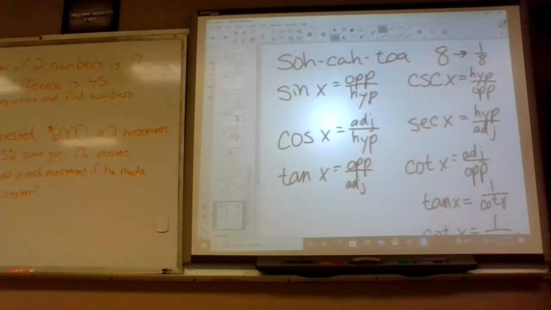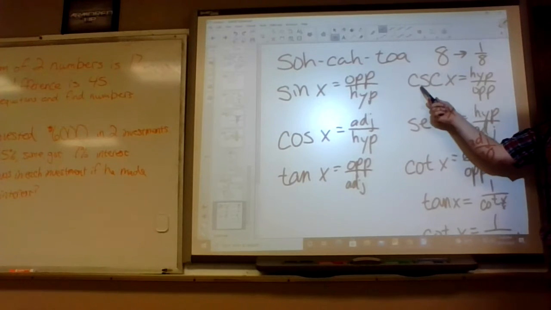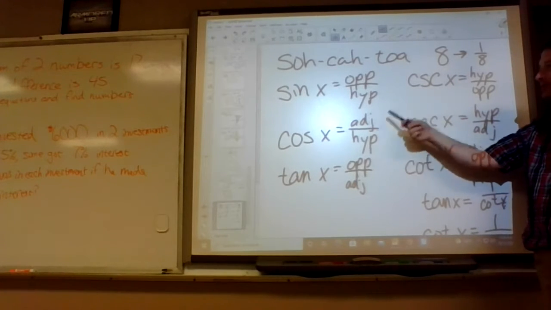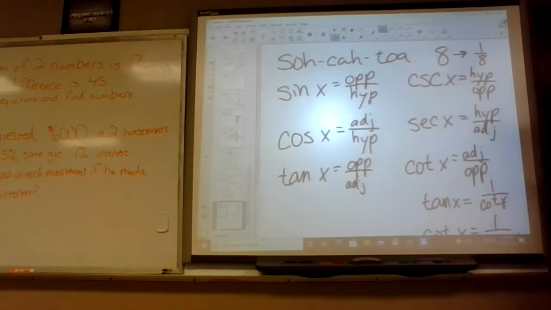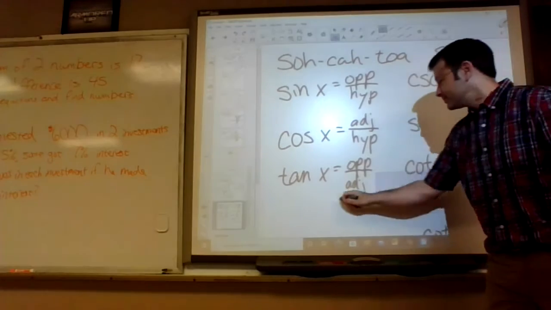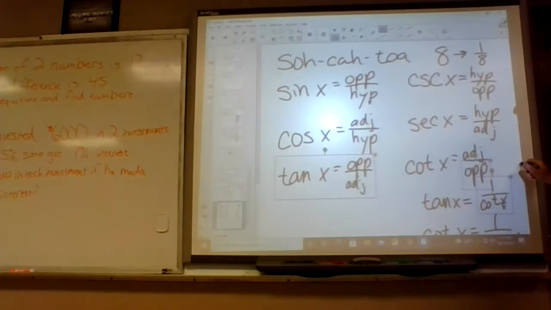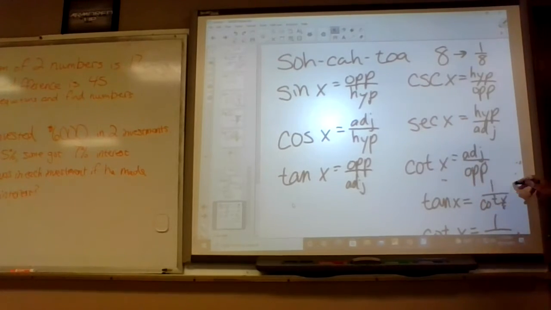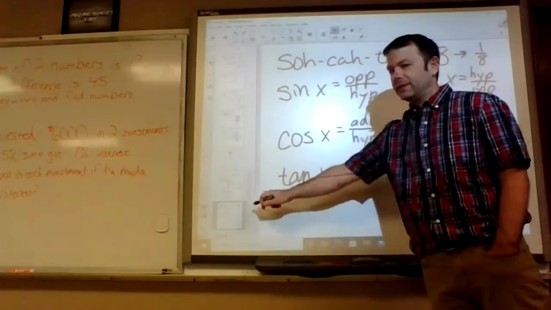I don't know for sure. For the really weird ones, you just do 1 over the regular one. Because this has a co, you just have to remember it's backwards. It doesn't go with the cosine, it goes with sine. Just something to remember, I guess. So all that stuff.